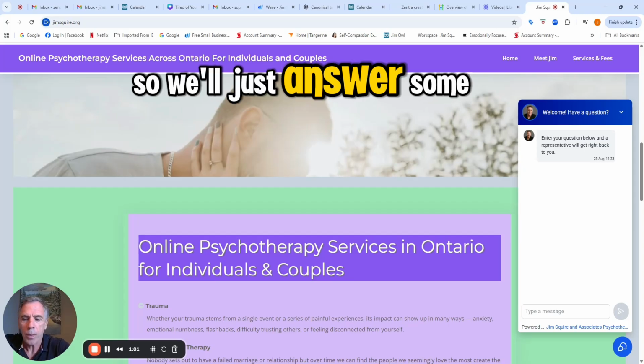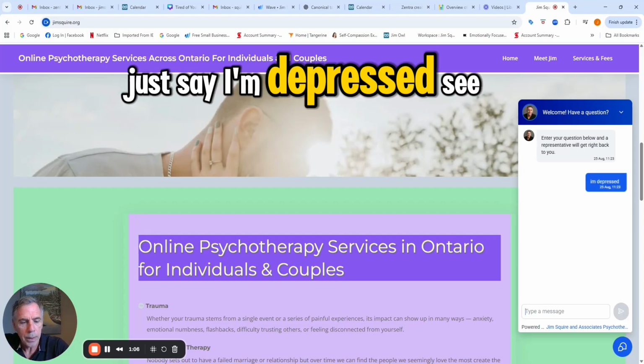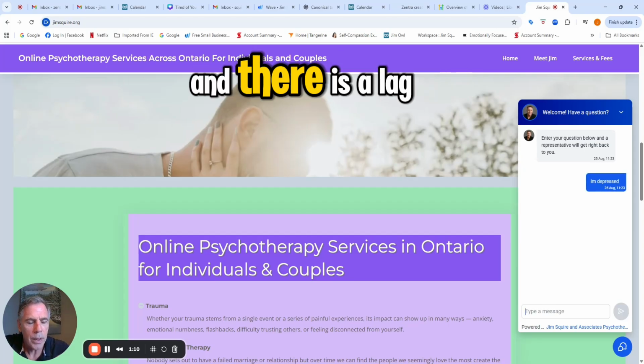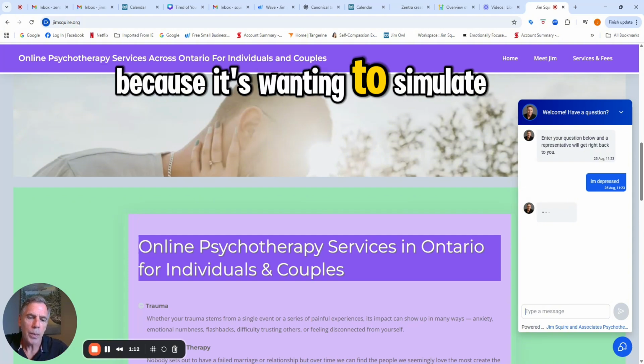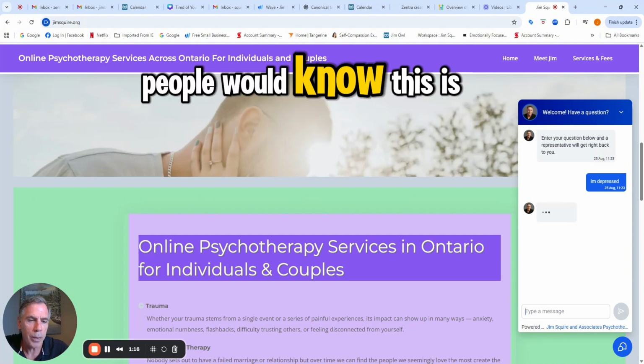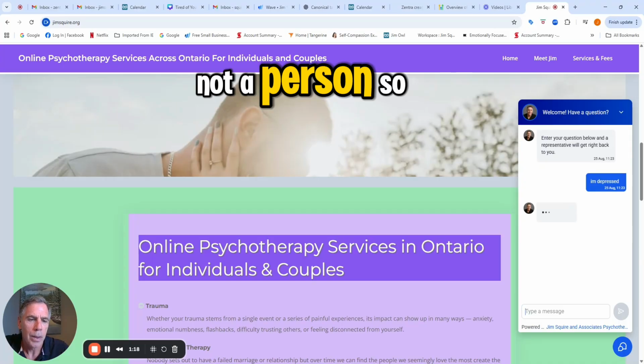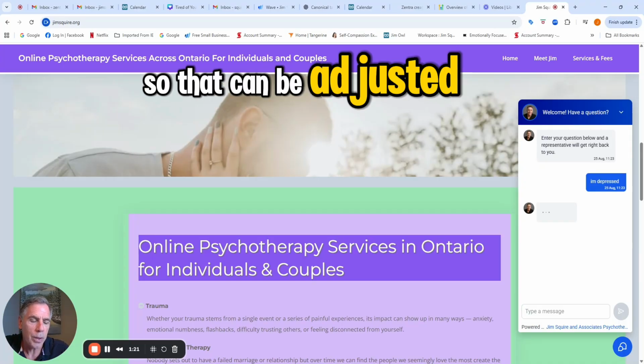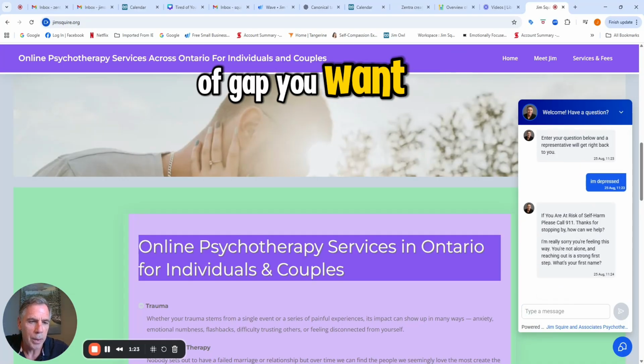So we'll just enter some questions here. Just say I'm depressed, see what it says. And there is a lag because it's wanting to simulate a person typing. And if there was no lag, people would know this is not a person. So that can be adjusted based on what sort of gap you want.